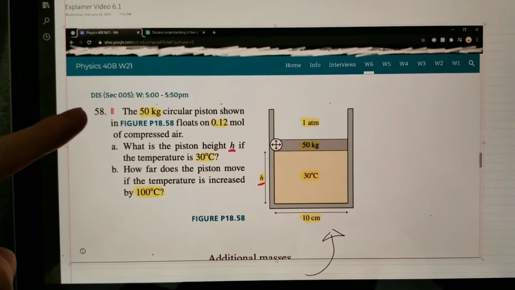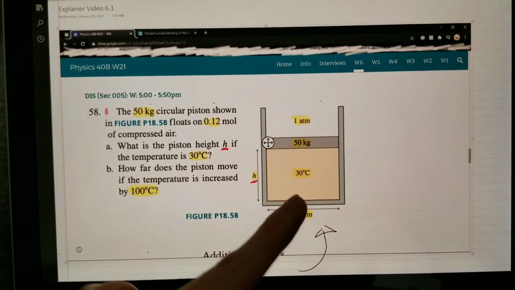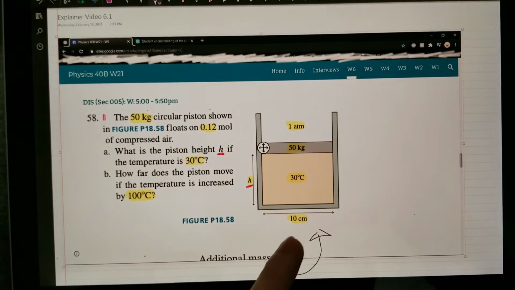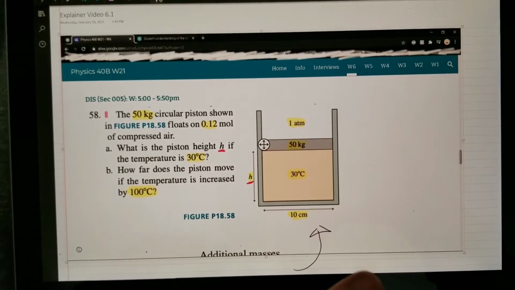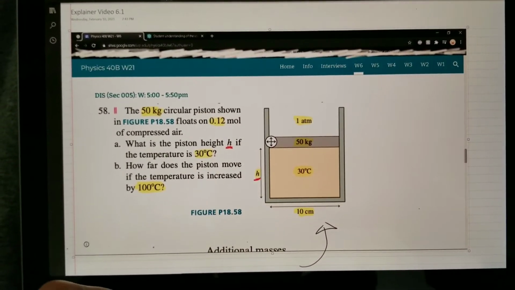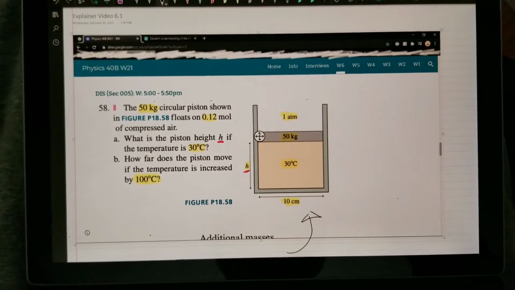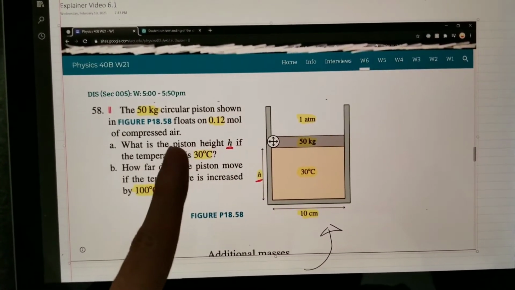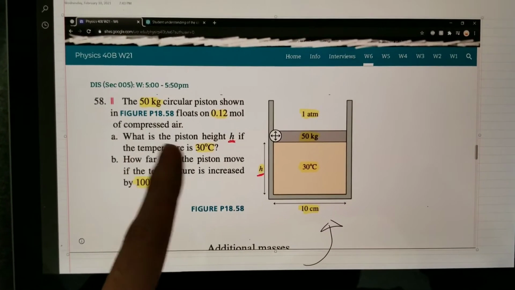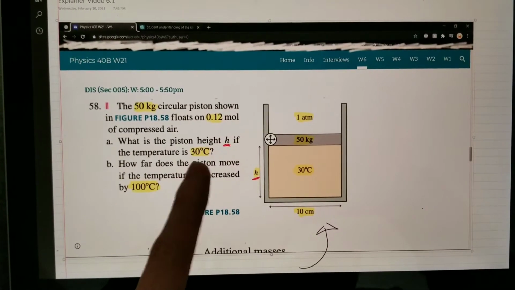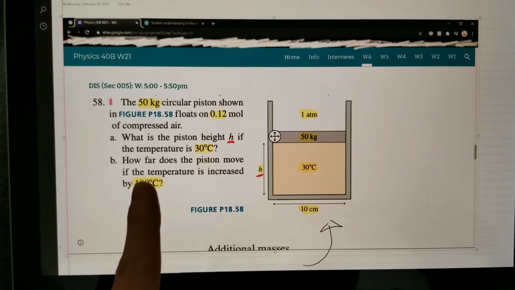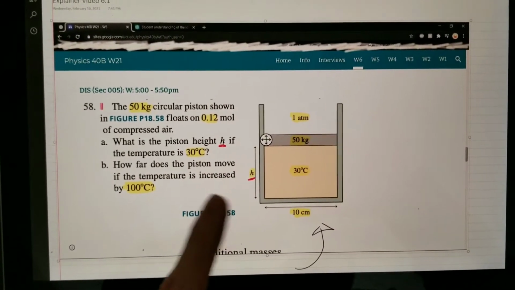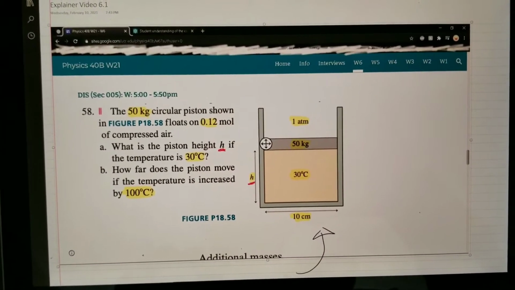A 50 kilogram circular piston shown in the figure on the right, which is also my diagram for the problem because I don't exactly trust myself to draw something neater than this, and it shows all the relevant information anyways, floats on 0.12 moles of compressed air. What is the piston height h if the temperature is 30 degrees Celsius? And how far does the piston move if the temperature is increased by 100 degrees Celsius?